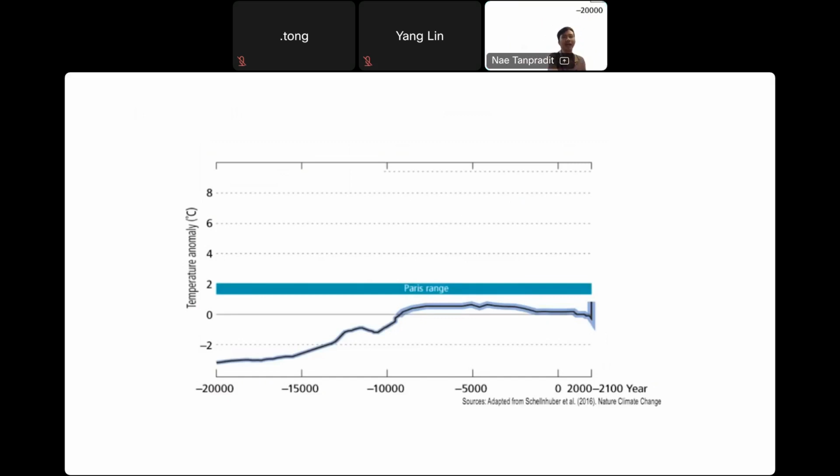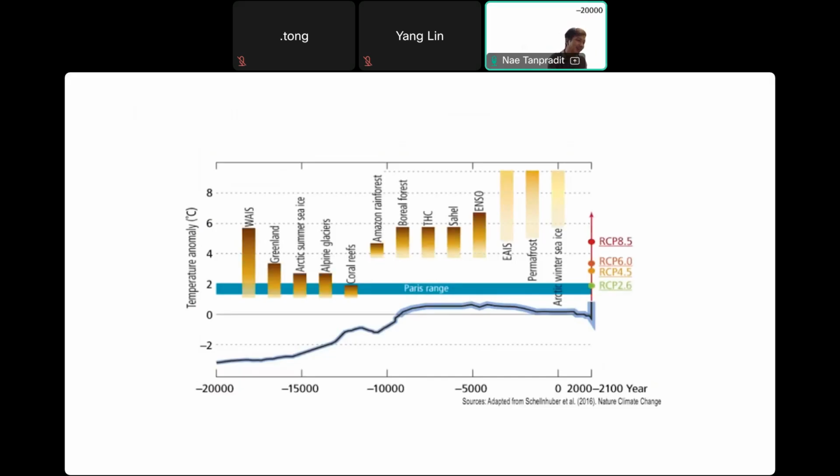Because if the world is hotter by 2 degrees Celsius, the first tipping point, or the first irreversible problem, will occur, which is the coral reef going away. You see, if we reach 2 degrees Celsius above the baseline, the baseline being the pre-industrial revolution, the coral reef will go away. We wipe out the coral reef. It's the first tipping point.